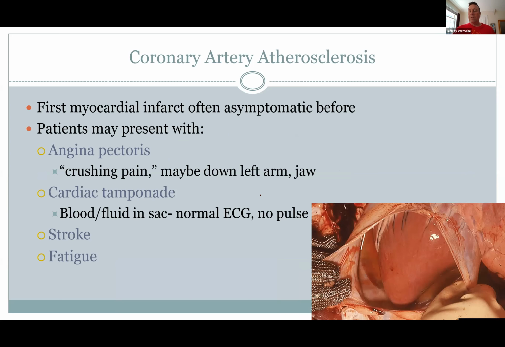In many cases, you get your first heart attack without having any symptoms before. So it can come on suddenly. You don't have the angina. You can or you cannot.